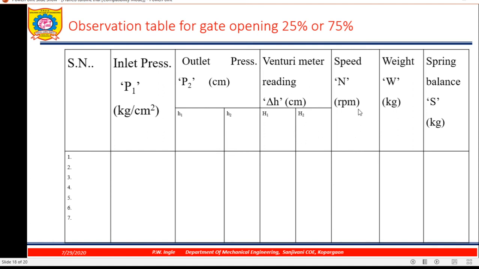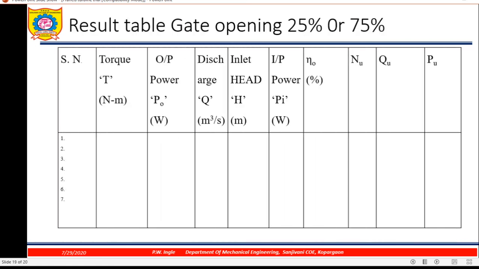Then speed, then weight, and then spring balance, for 25% opening. The same observation table for 50% opening, the same for 75% opening, and the same for 100% opening. What are these openings? These openings are nothing but guide vane openings or adjustment of the guide vane. Then the result table: you are getting torque, output power, discharge, inlet head, input power, overall efficiency, NU, QU, and PU.